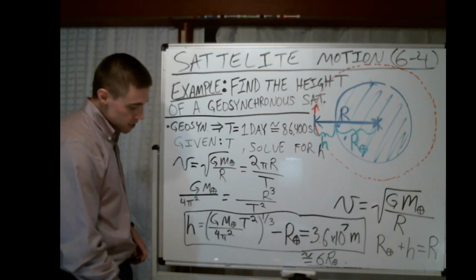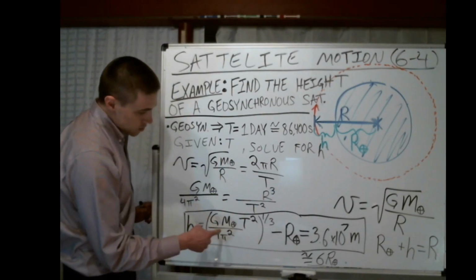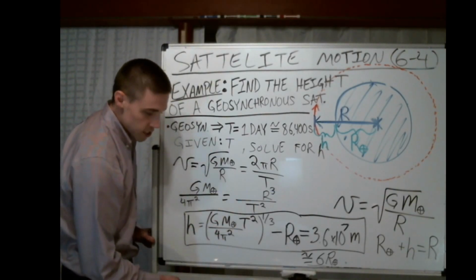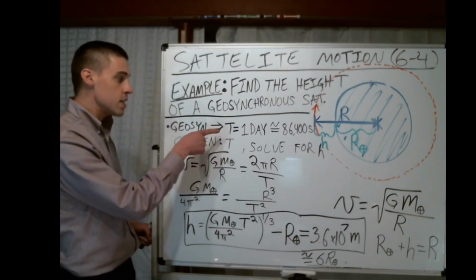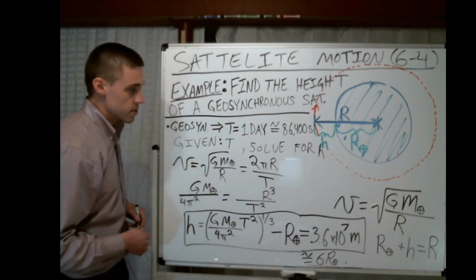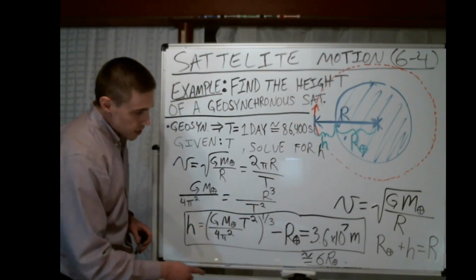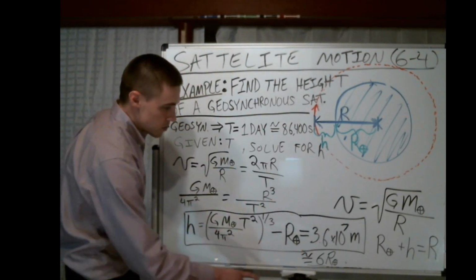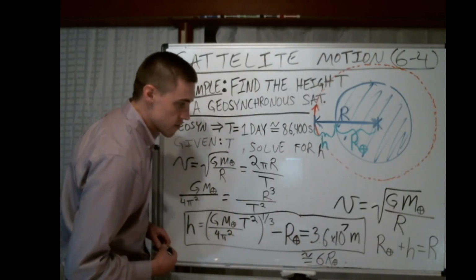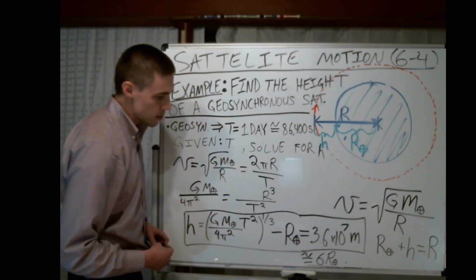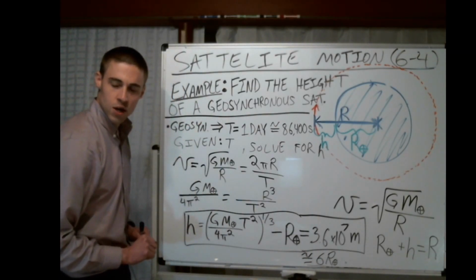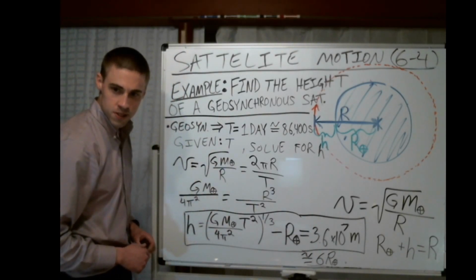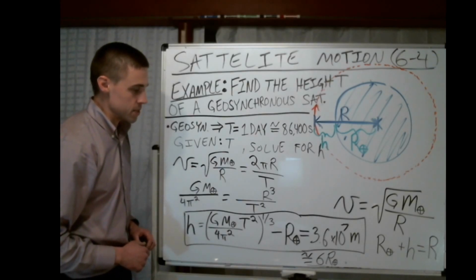If I plug in the known values for the mass of the Earth and the radius of the Earth, which you can get from the inside cover of your textbook, and plug in for T 1 day or 86,400 seconds, I get that the height is 3.6 times 10 to the 7th meters. That's about 6 Earth radii. Sorry, I had to shift things around once again. We are limited for board space here in the physics basement.